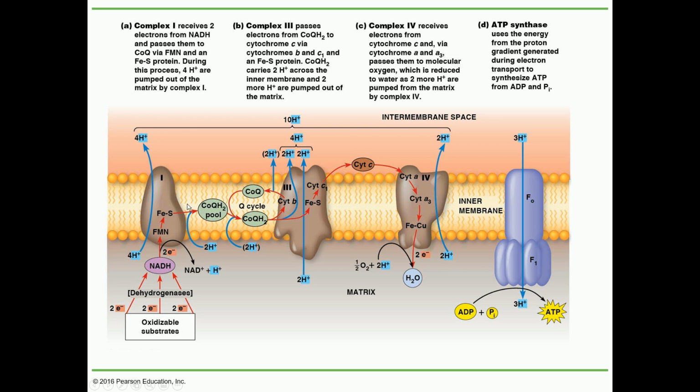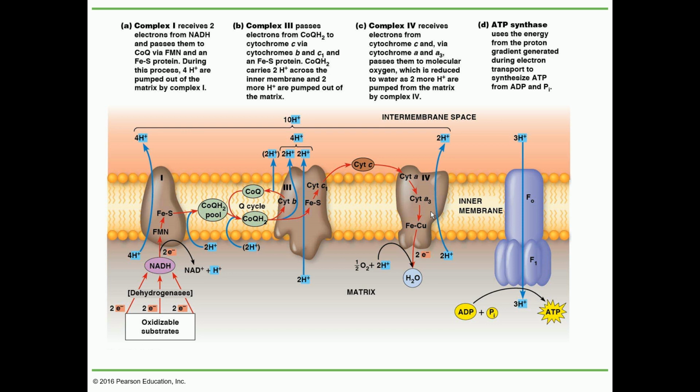They are going from here and reaching coenzyme Q, and from coenzyme Q they are going to go to complex number 3. NADH brings the electrons to complex number 1, then they go to complex number 3 and complex number 4 and eventually reach oxygen. The electrons which are brought by FADH2 are going to be delivered to complex number 2.